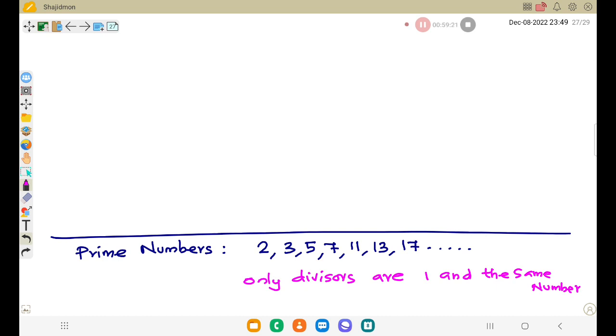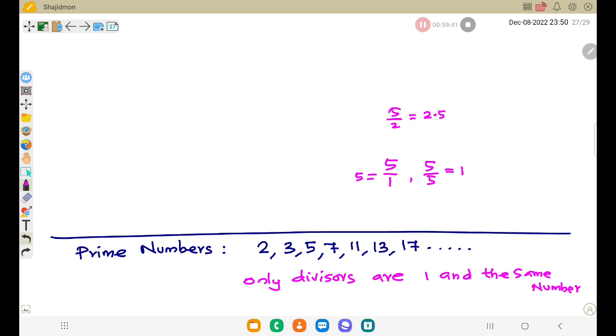For example, number 5. What are the divisors of the number 5? We can divide by 1 and we can divide by the same number. We cannot divide it with any other number perfectly to get an integer. 5 by 1 we will get 5. 5 by 5 we will get 1. If you divide 5 by 2, what happened? 2.5. Correct?